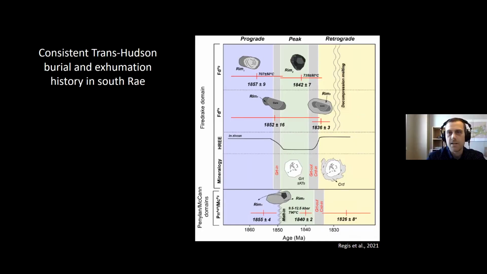This here is a compilation of this high-grade event in the South Rae that Danny's put together. And it's pretty nice that it's very consistent across these three regions, that we seem to have a very strong high-grade prograde signature around 1860, 1850, peak metamorphic signature at 1840, followed by decompression and cooling after 1830.